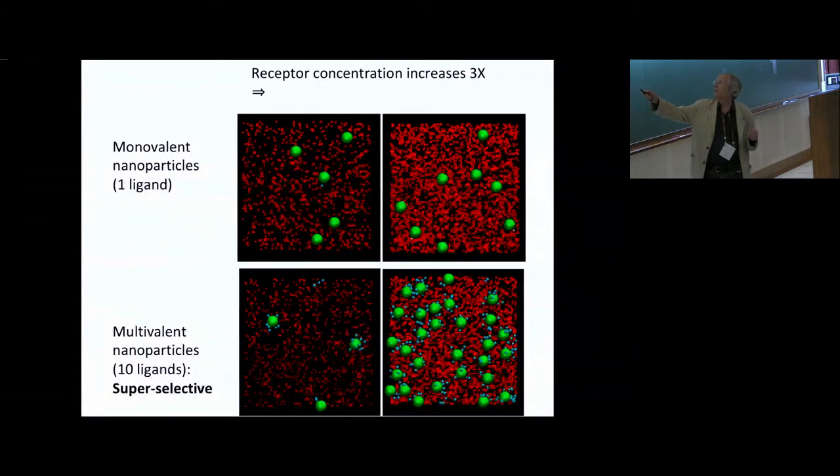If you increase the concentration of receptors by a factor of 3, you see that here you don't even have 3 times more. Well, of course there's statistical fluctuation, but you don't even have 3 times as many particles bound. If you increase the receptor density here by a factor of 3, you see you have 10 times as many particles bound. So this is really the way you want to target surfaces with many receptors. You have to use multivalency, and you'll be pleased to know that no pharmaceutical industry does it.